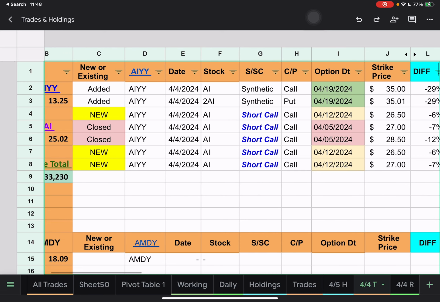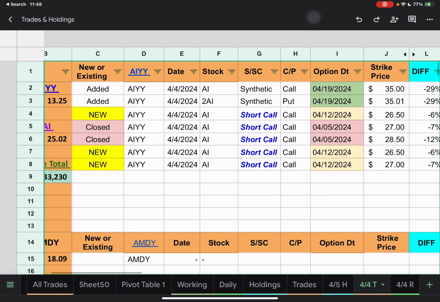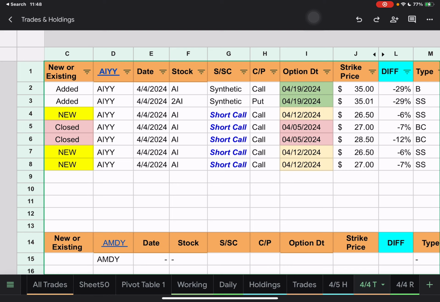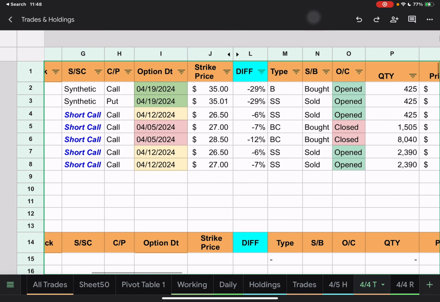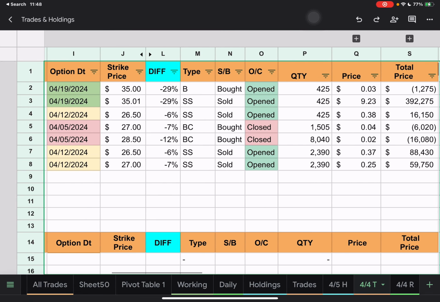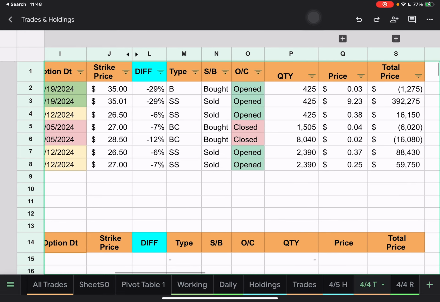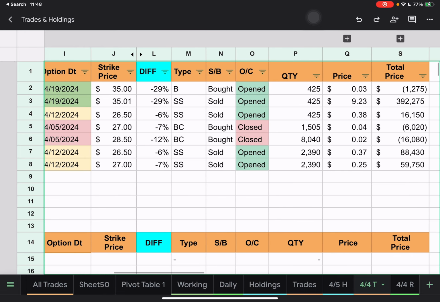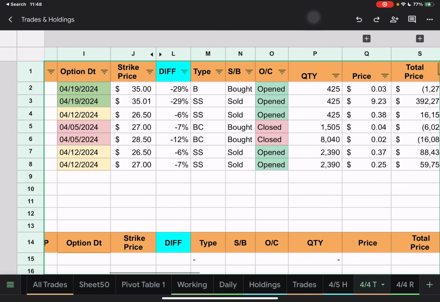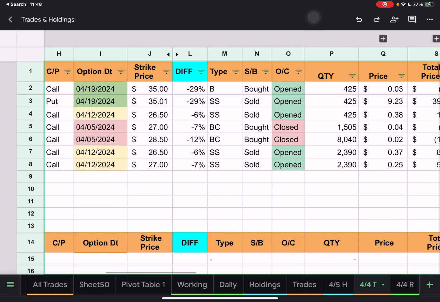So we'll look here at the trades for AIYY. You can see here on lines 5 and 6 that they ended up closing out the short calls that were going to expire today, the 5th. It looks like they only paid 2 and 4 cents to close those out. So that looked really good.